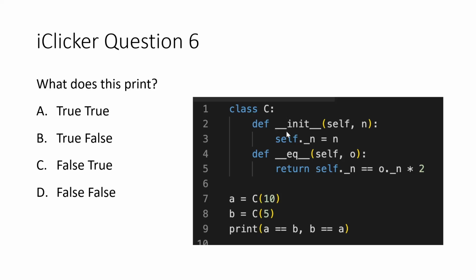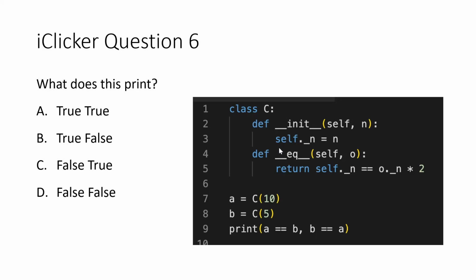Why? Because in the first case, A equal B, self is A. Now, if self is A, self underscore N would be A underscore N, right? And what would be A underscore N? For A, as you see here, I think you passed 10, right? So the value would be 10.